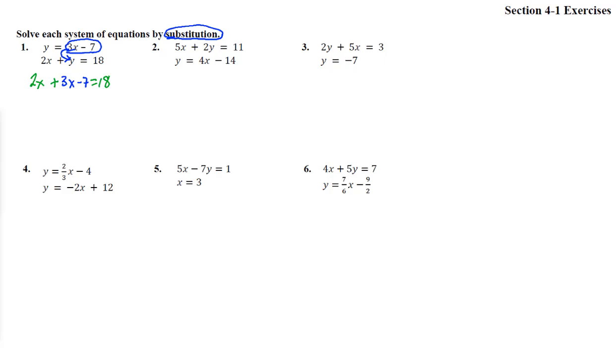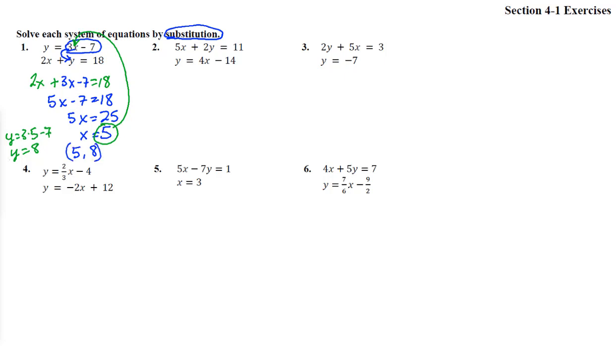Now notice what we have. We have a perfectly fine equation that we know what to do with. 2x plus 3x is 5x minus 7 equals 18. So add 7, we get 5x equals 25, and x equals, divide by 5, and we get 5. Now we take that x equals 5, and we put it right back up there into the x. So we actually get y equals 3 times 5 minus 7. 3 times 5 is 15 minus 7, y equals 8. So that means our whole solution is (5, 8).